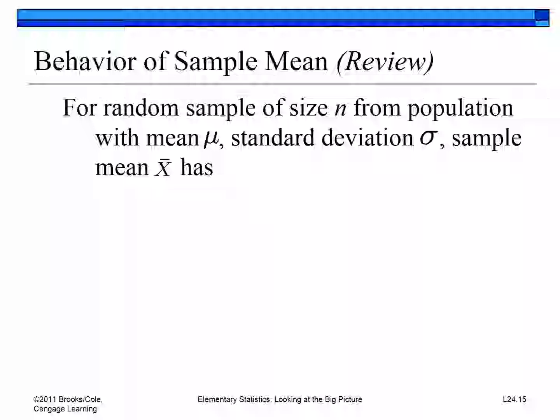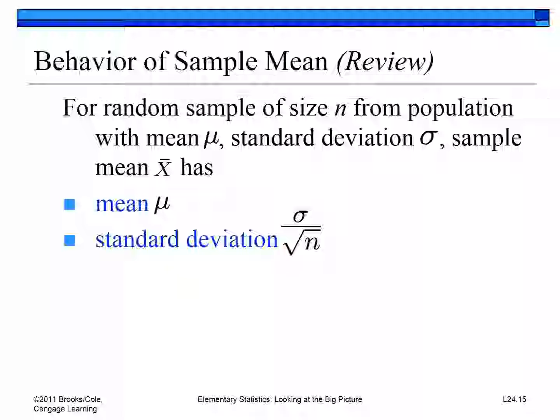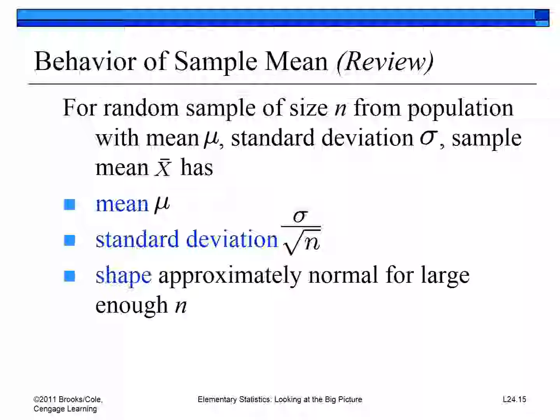To review, if we have a random sample with n individuals sampled, the population has mean mu, and the standard deviation is sigma in the population. The sample mean, x bar, will be centered at mu. The standard deviation for x bar will be the population standard deviation divided by the square root of n. And as long as n is big enough, the shape is approximately normal.